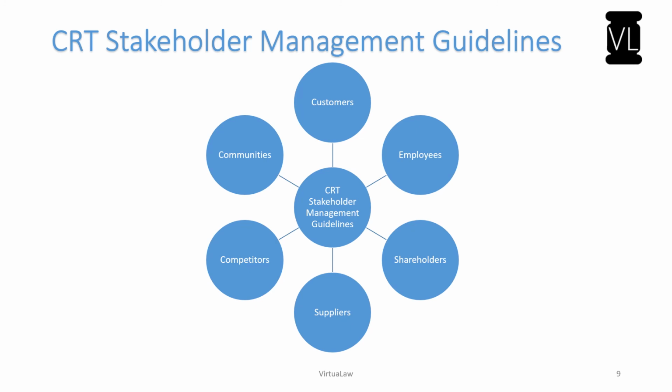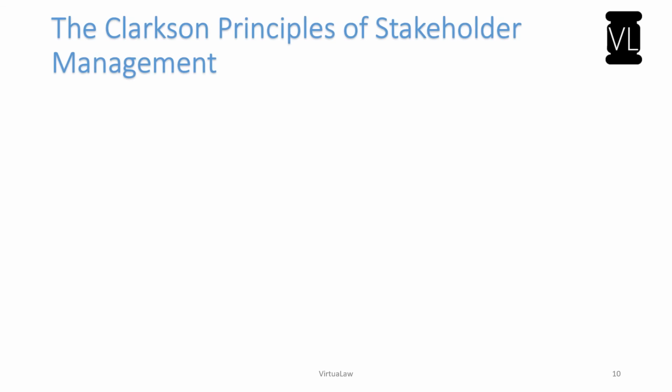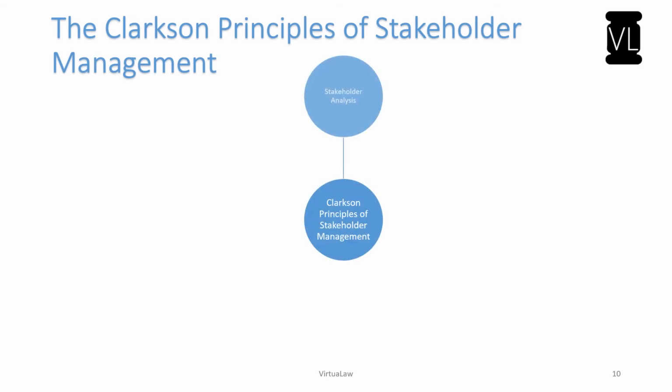And finally, let us look into the Clarkson principles of business. The Clarkson principles of stakeholder management take into purview various principles. Let us look into them one by one. Firstly, stakeholder analysis. It basically says you have to identify the stakeholders and look into what kind of expectations they have, and then analyze how it can impact the viability of your project or how it can actually impact your project's outcome.